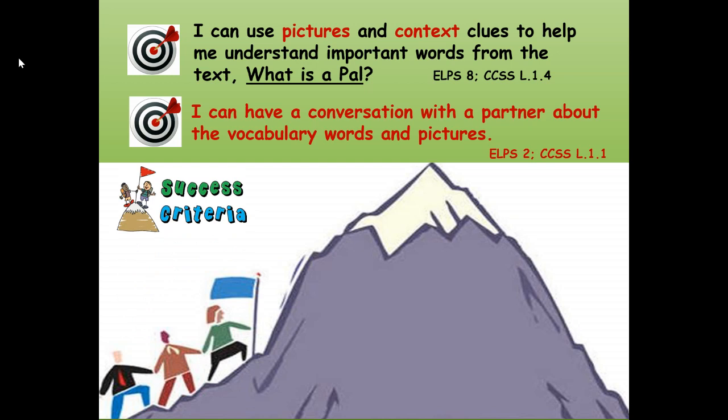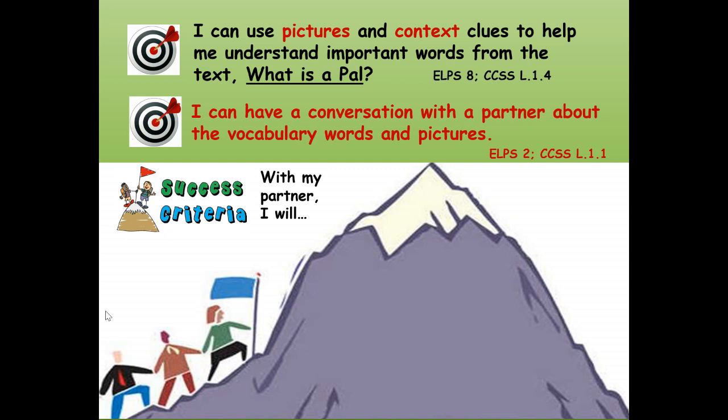Success criteria. That means how will you know you're successful at using pictures and context clues to help you understand important words from the text, What is a pal? Well, here's our steps to success. It's much like climbing a learning mountain.